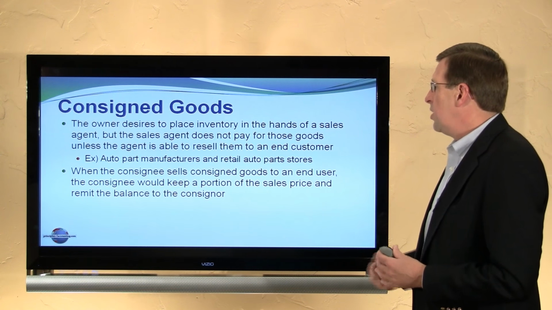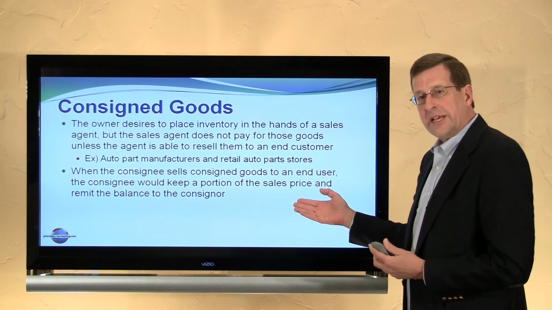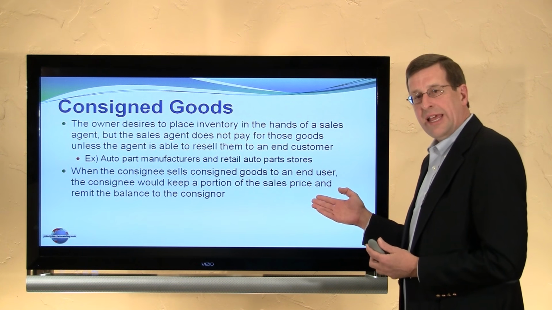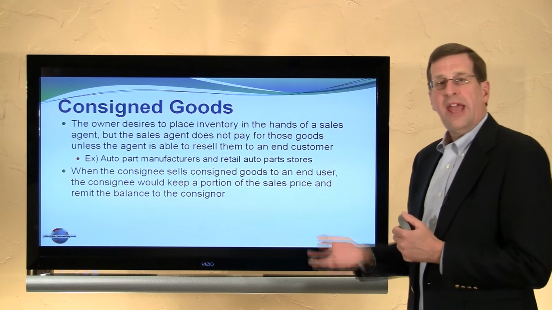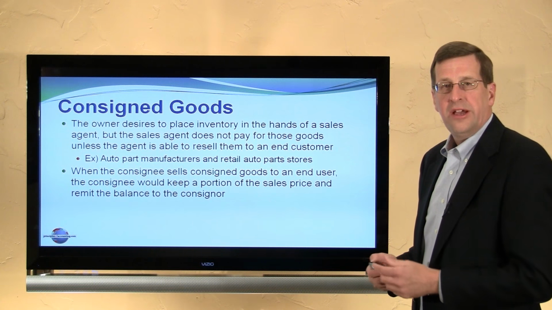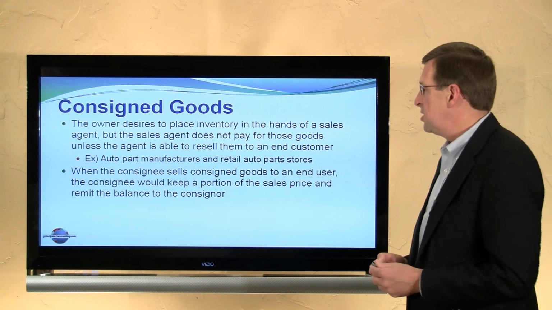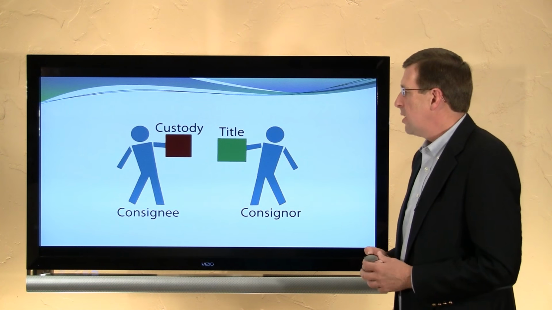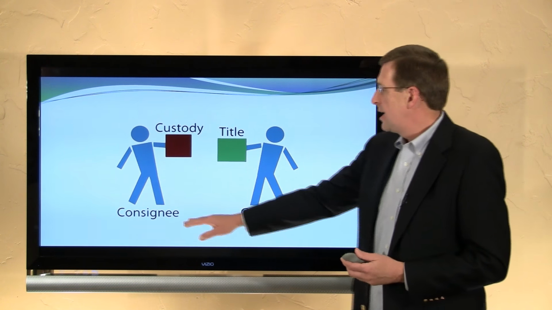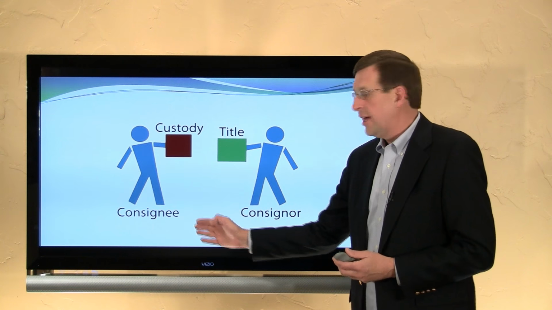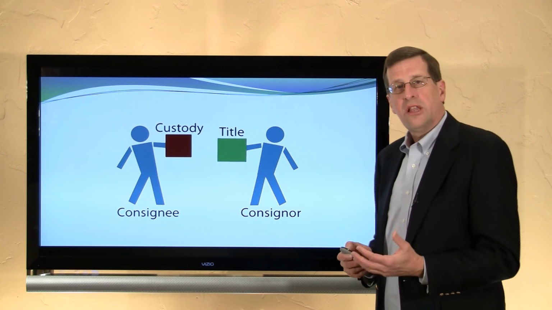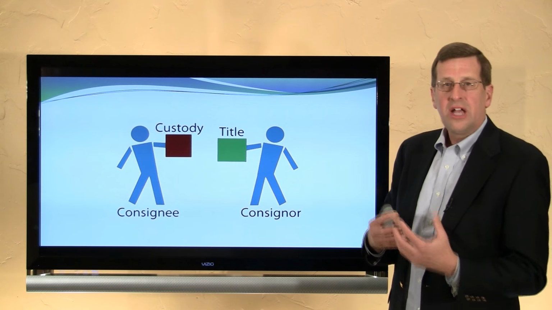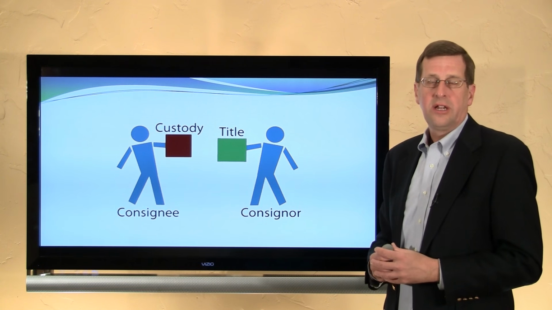So those goods would remain on the books of the consignor until sold by the consignee, at which point the consignee would collect the sales price, keep their part, and then pay for the goods, paying the consignor since the goods have since been sold to a final customer. So here we have a picture to illustrate this. The consignee has physical custody of the goods, but the title remains with the consignor. And so this concludes our consideration of costs and issues related to determining what goods are included in inventory.